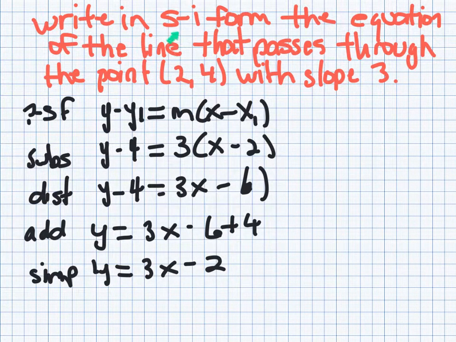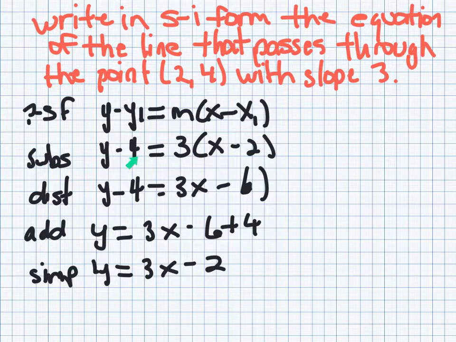Here we want to write in slope-intercept form the equation of the line that passes through the point (2, 4) with a slope of 3. We write it in the point-slope form. There's our original equation. I'm not going to say it again. We substitute in our values.